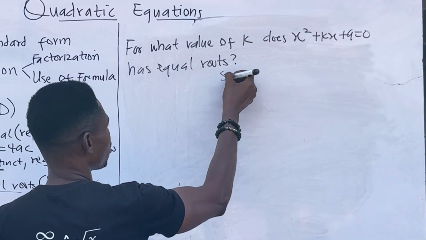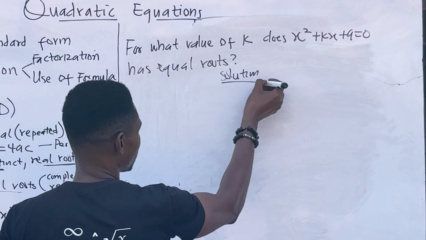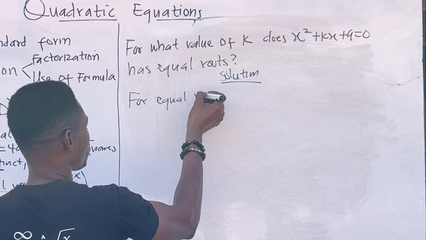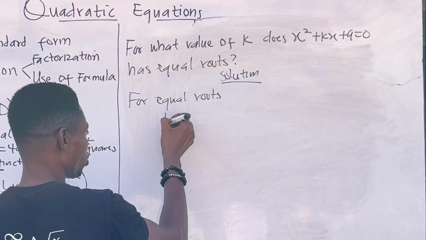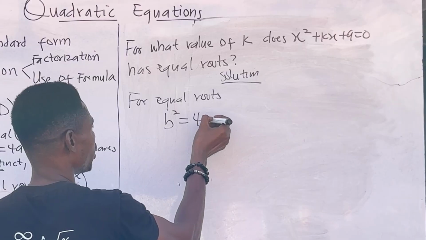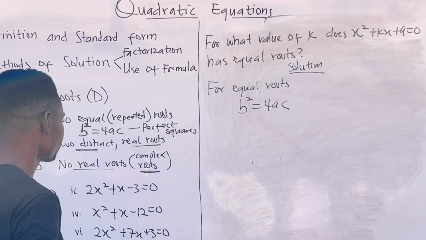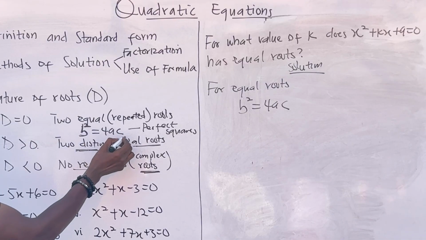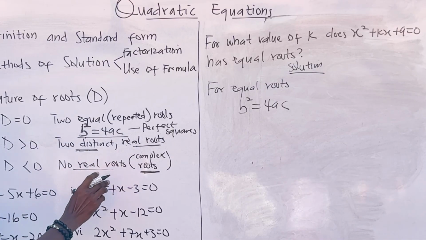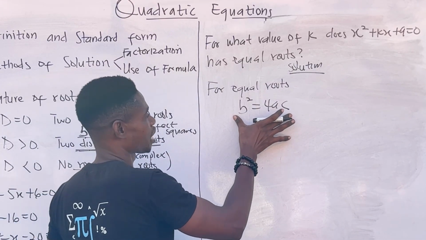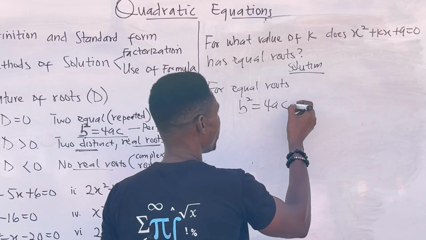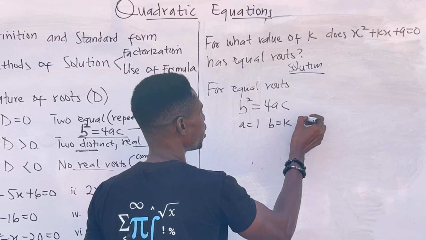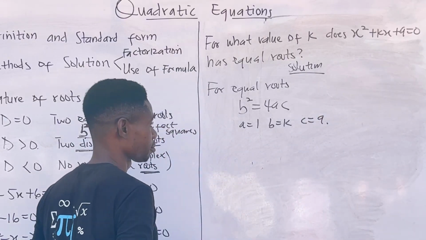So remember, for equal roots, I said that b squared equals what? 4ac. I stressed it here earlier. b squared equals 4ac for equal roots. So that's what we want to apply now. So what's our a in this case? Our a is 1, our b is k, and our c is 9.